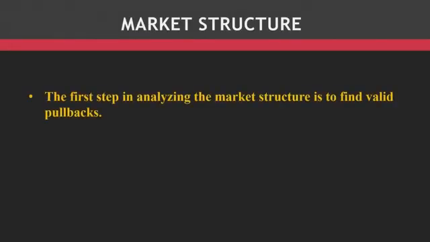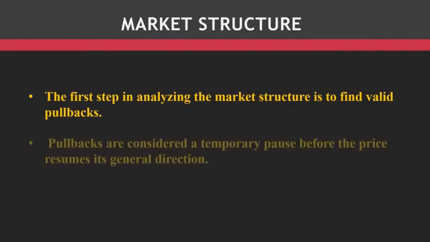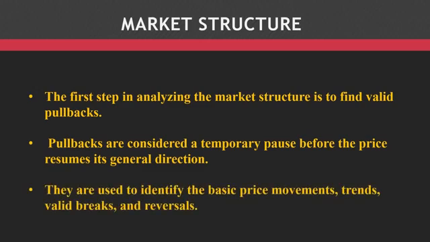The first step in analyzing the market structure is to find valid pullbacks. Pullbacks are considered a temporary pause before the price resumes its general direction. They are used to identify the basic price movements, trends, valid breaks, and reversals. So, how to identify a valid pullback? The pullback is a candlestick-based concept.